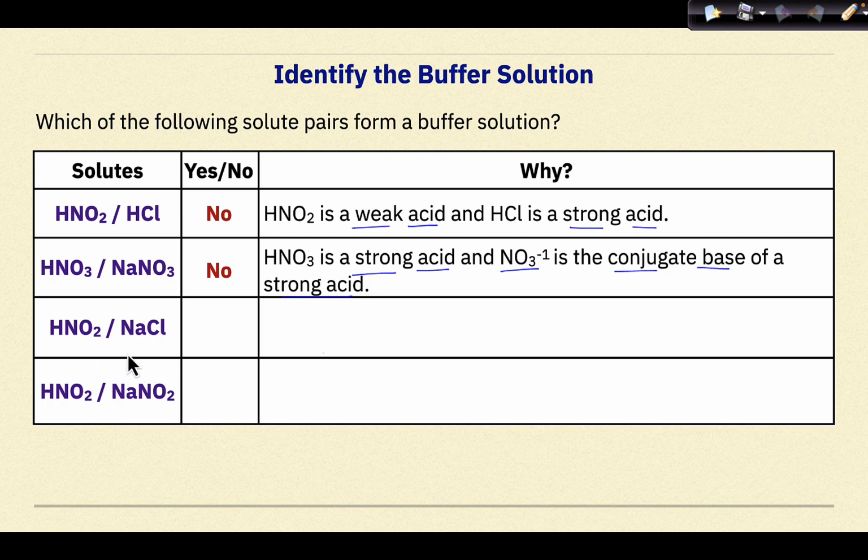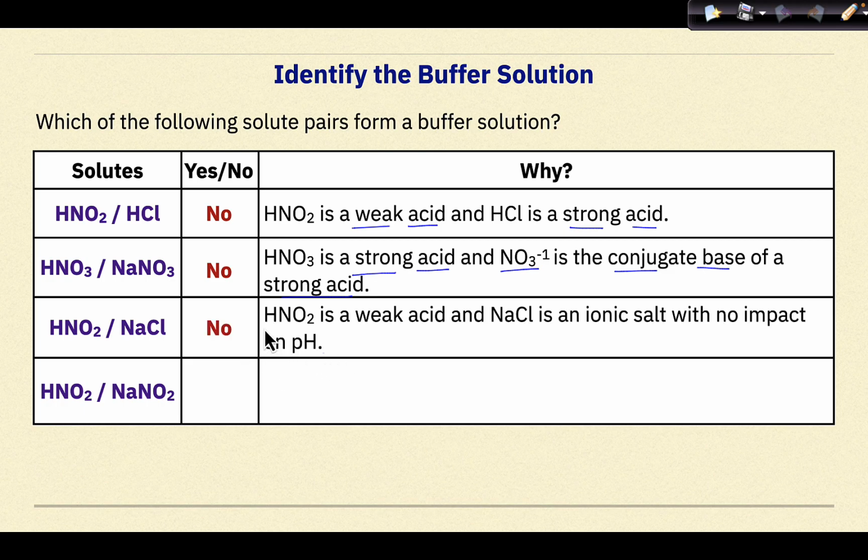Let's look at the next solution, HNO2 and NaCl. If your response to this one was no, you are correct again. And the reason why is HNO2 is a weak acid and NaCl is an ionic salt with no impact at all on pH, because the Na ion is the conjugate acid of a strong base and therefore has negligible acidity, and the Cl ion is the conjugate base of a strong acid, also with negligible impact on pH.